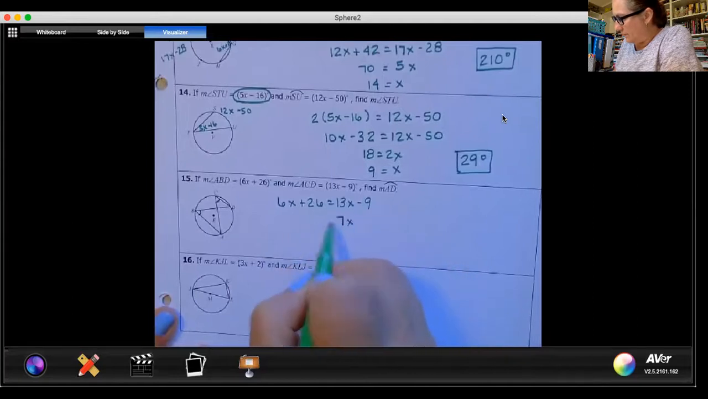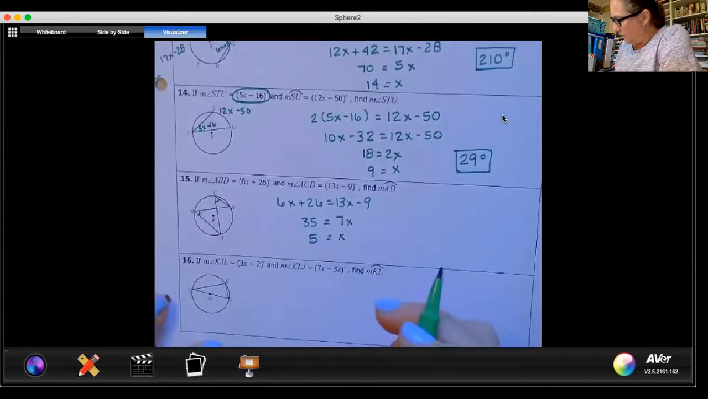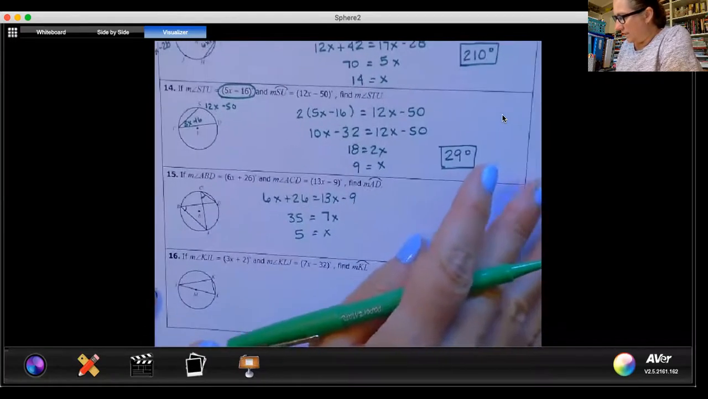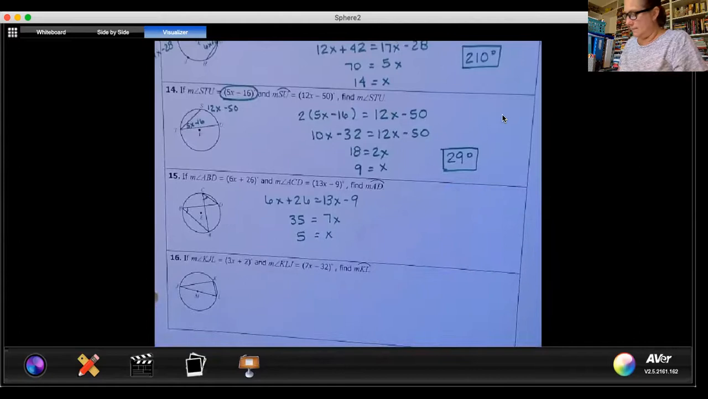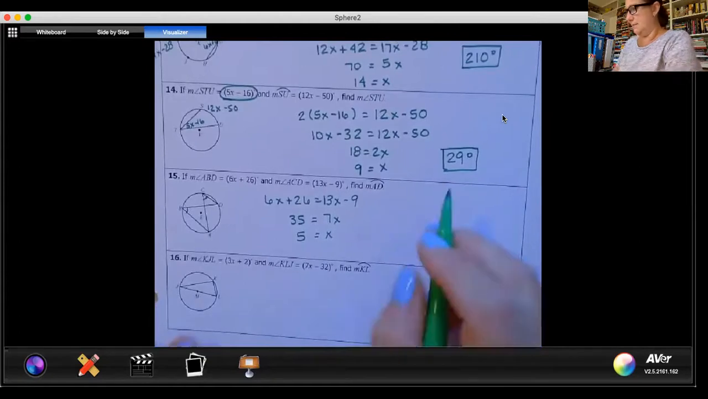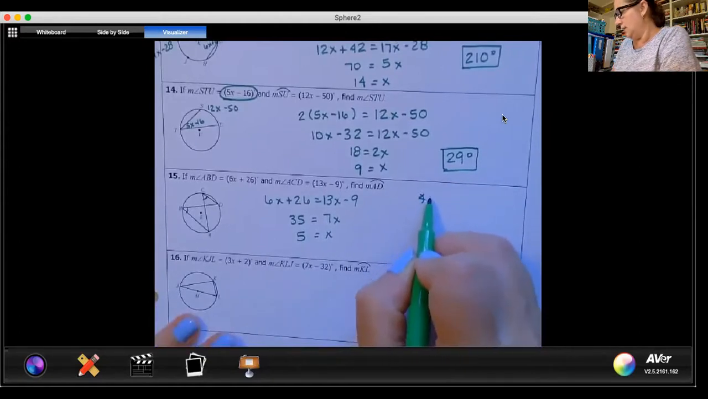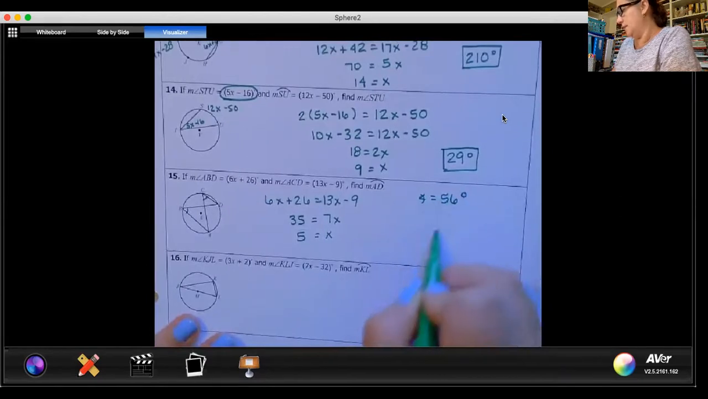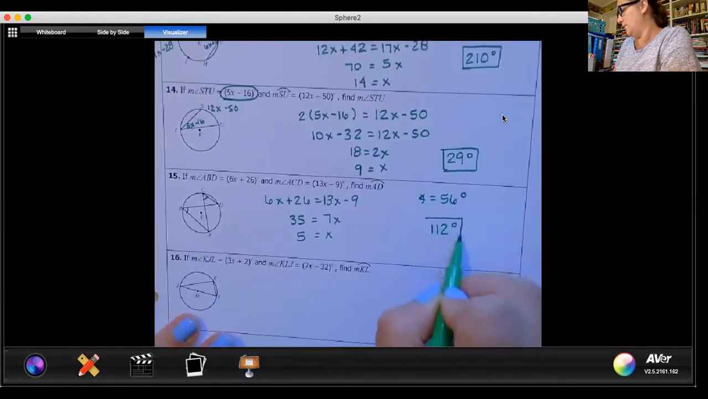And 7x equals 35, so x is 5. And we're looking for arc AD. So we're going to say 6 times 5 plus 26. The angle is 56 degrees, so times 2 is 112.